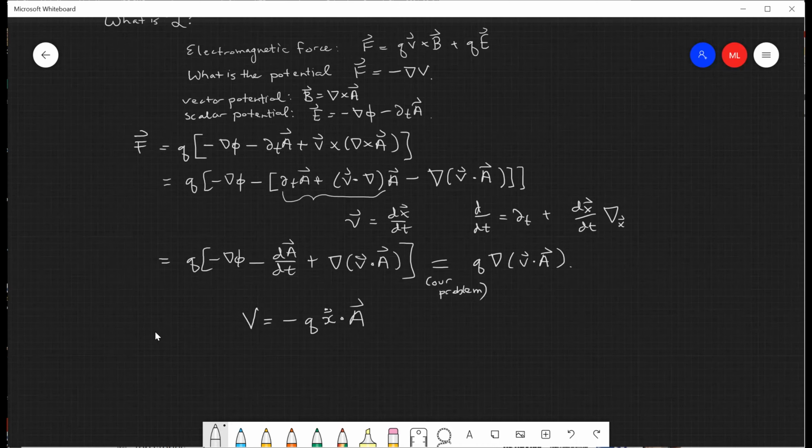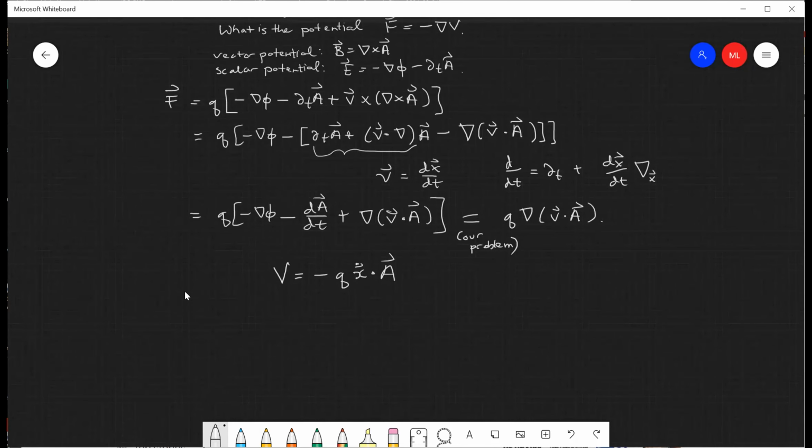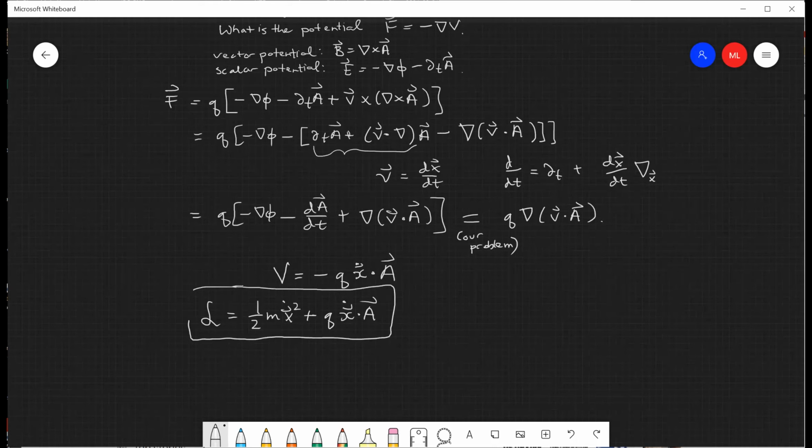And now we can write down our classical Lagrangian, right? Our classical Lagrangian is the kinetic energy, 1/2 mv squared. And then we have minus the potential, so it's plus q x dot dotted into A. And this is the Lagrangian that we have to work with for our problem.